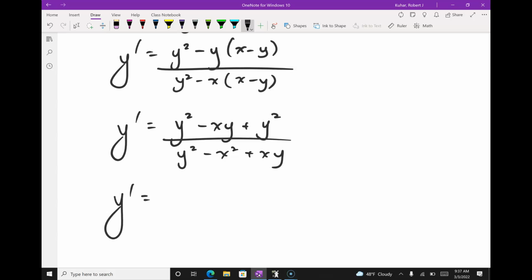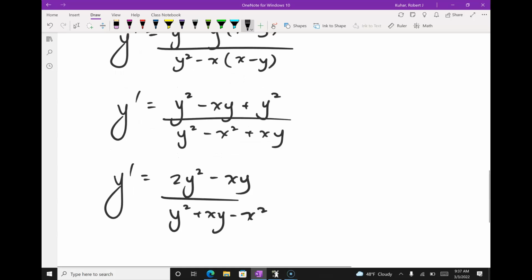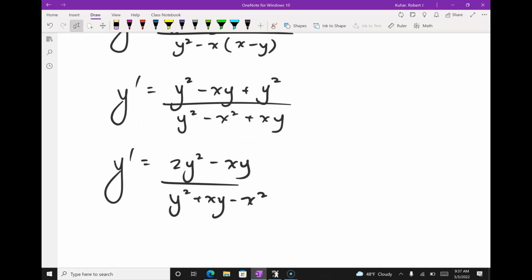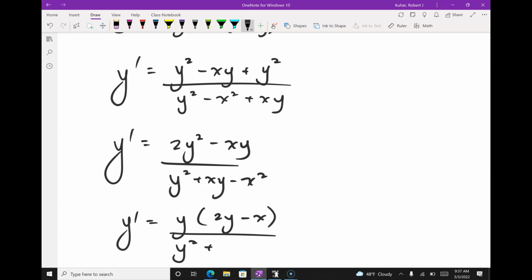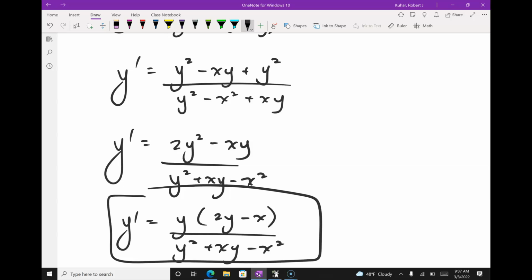Cool. So I can keep going. I get 2y squared minus xy over y squared plus xy minus x squared. Just looks better to me that way: descending powers of y, ascending powers of x. And then I can factor out a y upstairs. Yuck. Nasty.